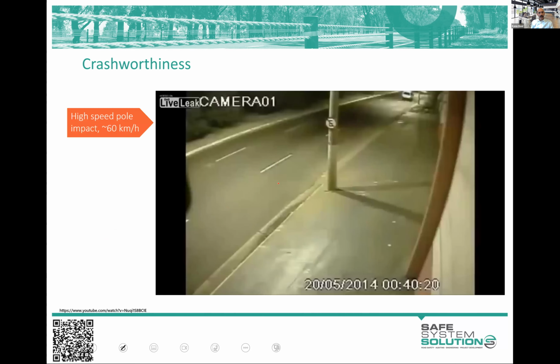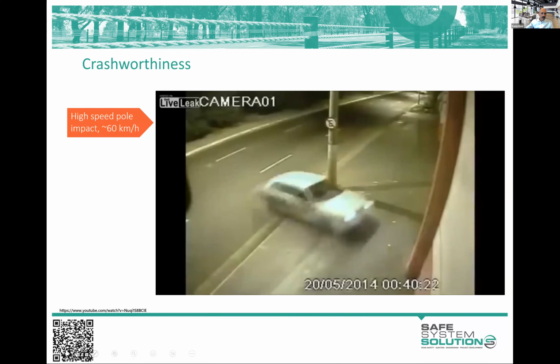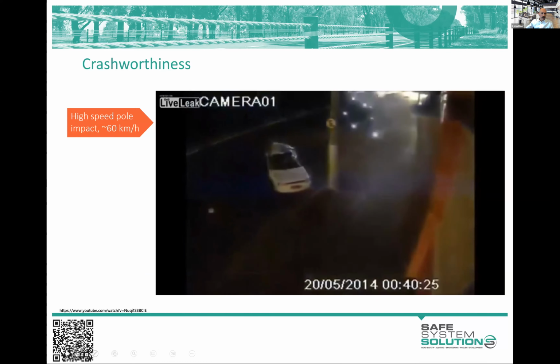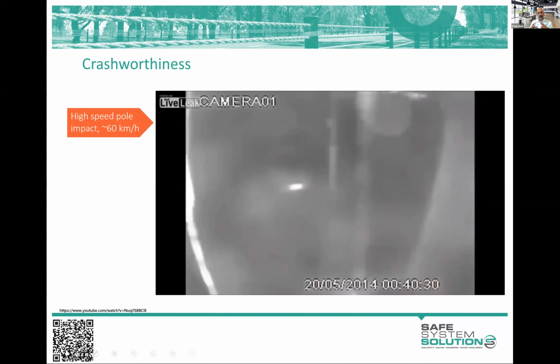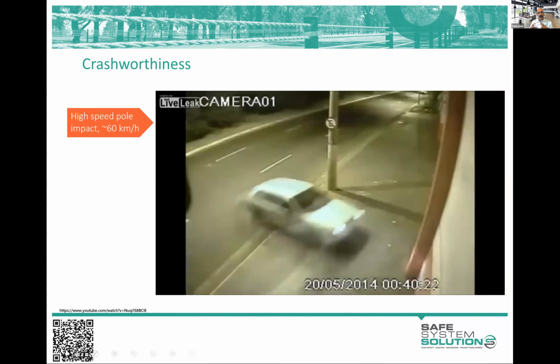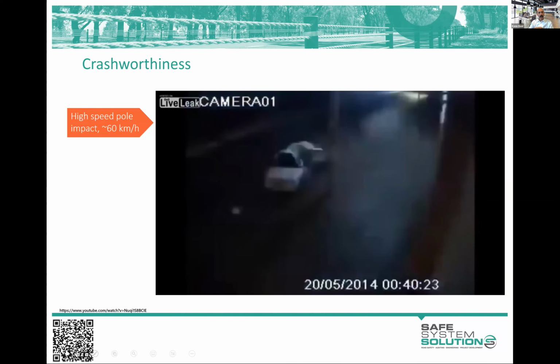This is a pretty graphic crash. I mean, this is a real world, but I show this to show the amount of energy involved in crashes with point source hazards, trees, power poles. This is estimated at 60 kilometers per hour. The violence of this incident, like the amount of energy at a 60, it's unsurvivable.